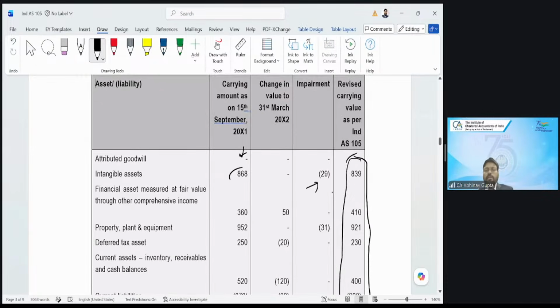Then again, on the next reporting date, we will again remeasure the fair value less cost to sell, which was anyway given in this question, right? So we will remeasure. If there is any further loss, that further loss will again be recognized in the P&L and will be allocated on a pro rata basis on the non-current assets only. And this exercise will continue at each reporting date until this disposal group or the assets held for sale are eventually sold off, right? So that's the requirement from the standard.